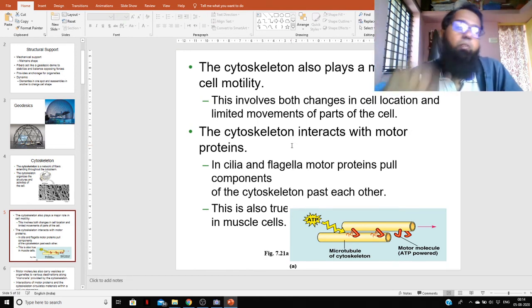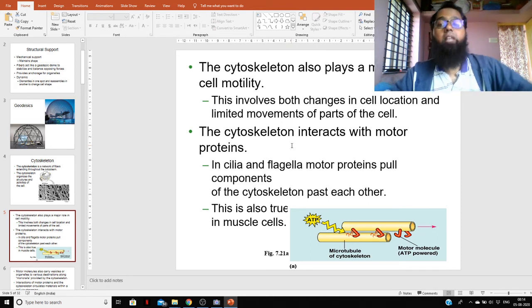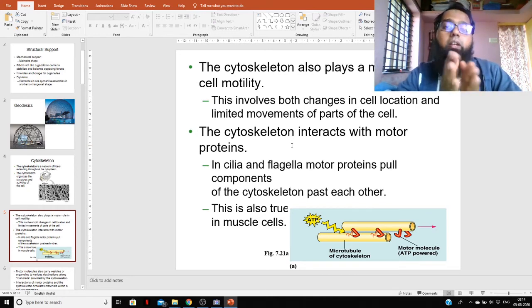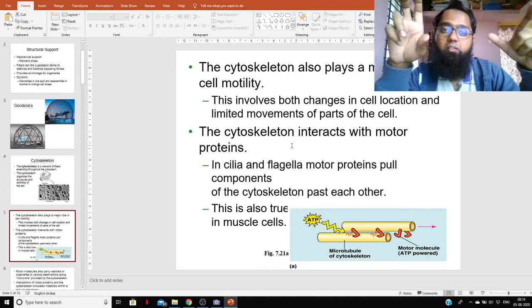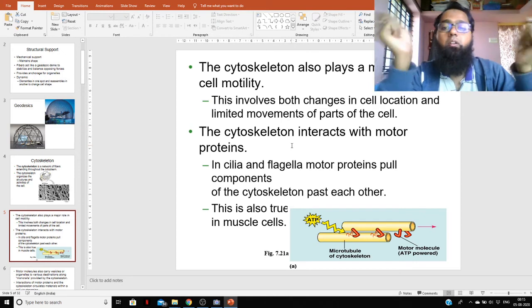Now next point, what is mentioned in the slide: this involves both changes in cell location and limited movements of the part of the cell. Then the cytoskeleton interacts with motor proteins. That means the cytoskeleton acts as the railways, and motor proteins are the trains, upon which the materials are carried from one part of the cell to another part of the cell.